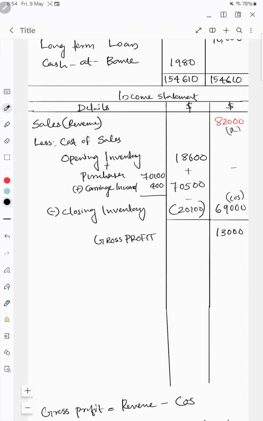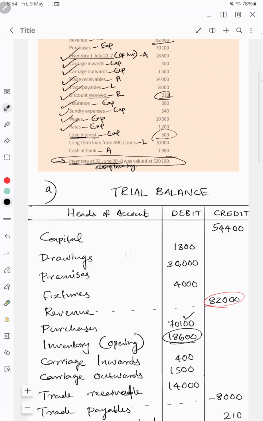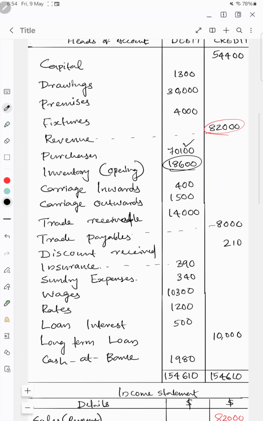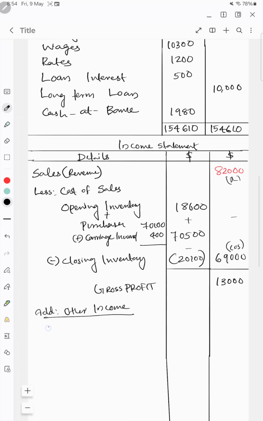So continuously we will write. Okay, so add other income. So income is a revenue which will be in credit balance. So you can check only credit sides. Okay, so see here, trade payable is a liability. Okay, that will not come. That is not a revenue. Discount received 210 is there. That is a revenue. So take here discount received.